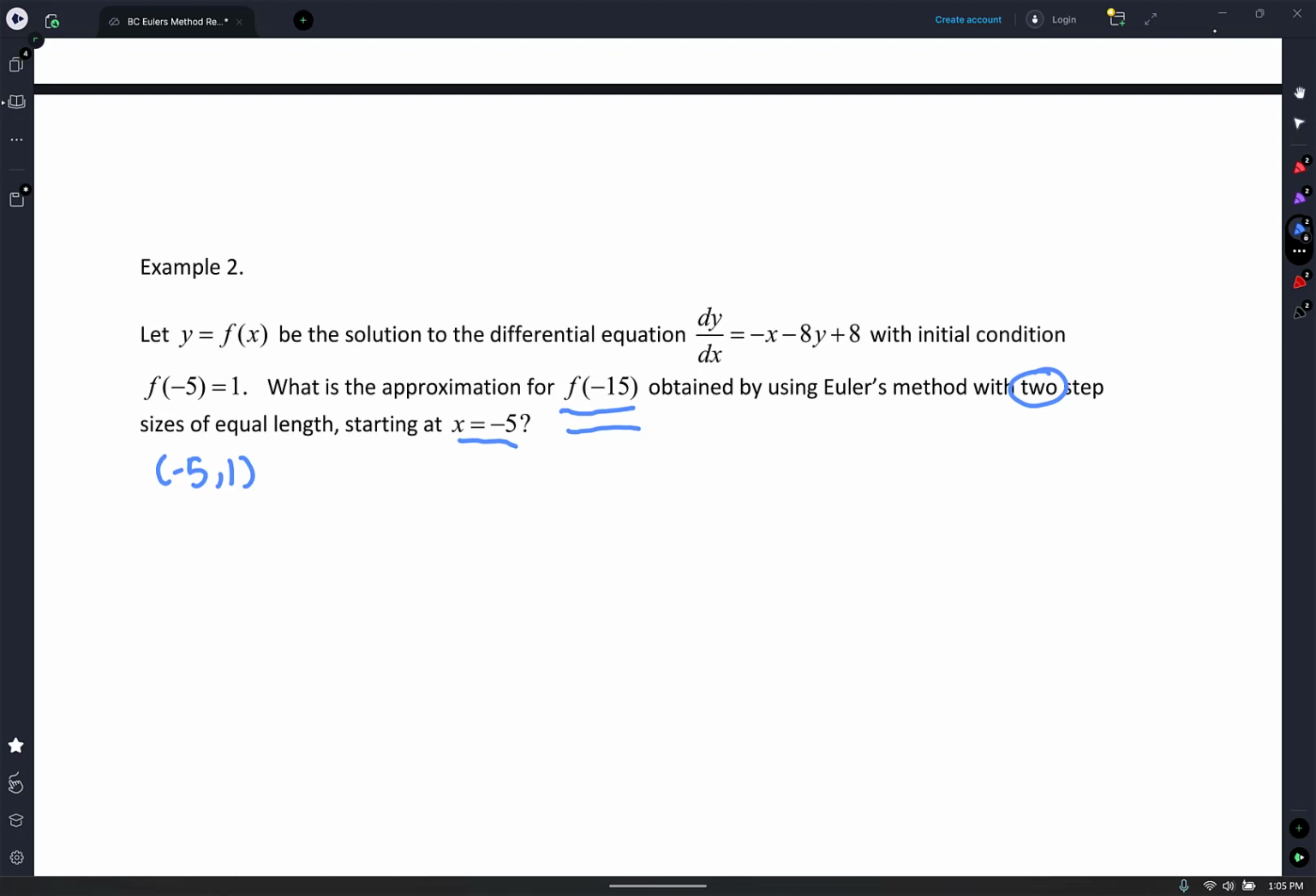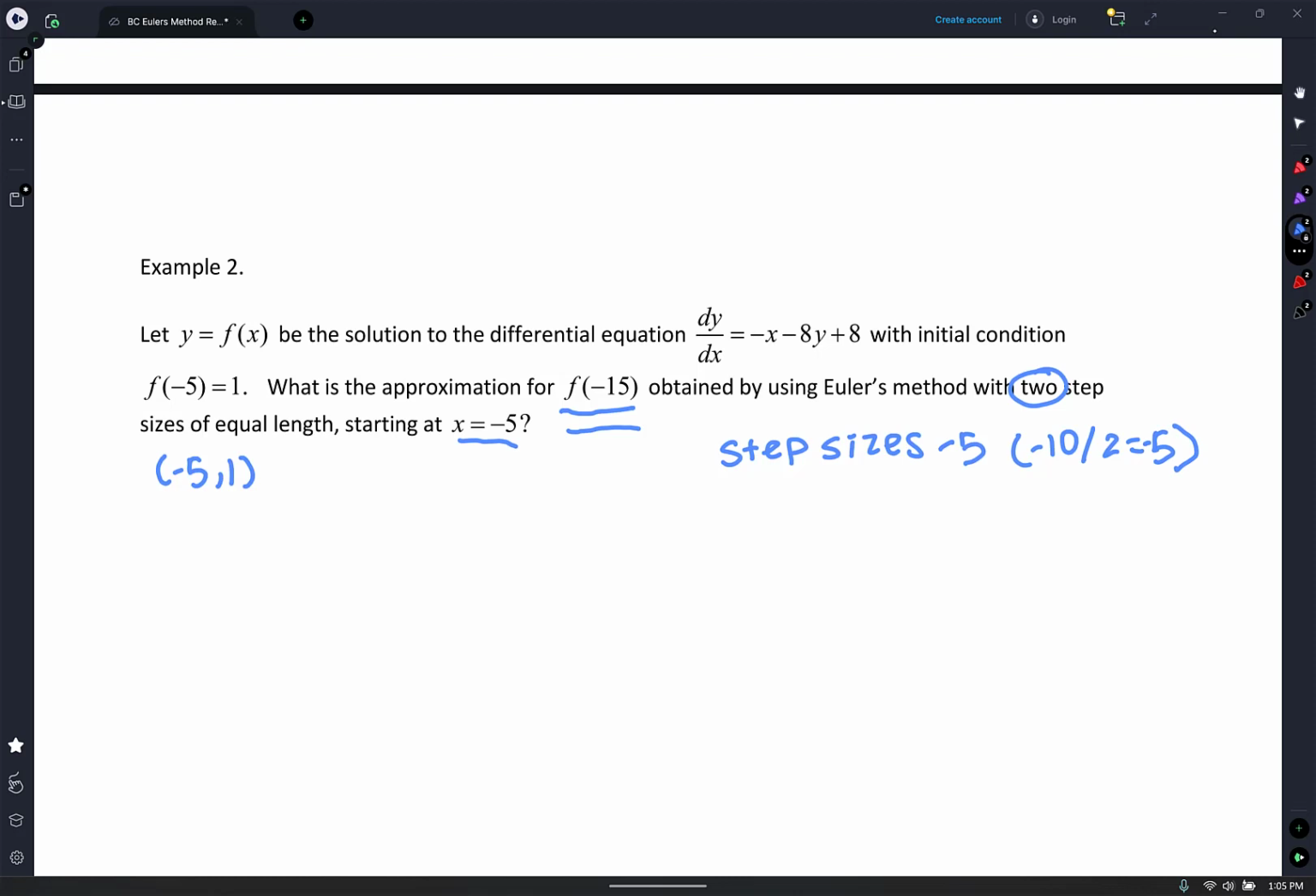So the distance between negative 15 and negative 5 is 10, but we have to make sure that they're negative, because they're both negative and we're going to a more negative value. So the step size is going to be equal to negative 5, because negative 10 divided by 2 is negative 5.